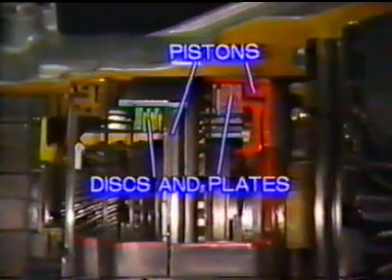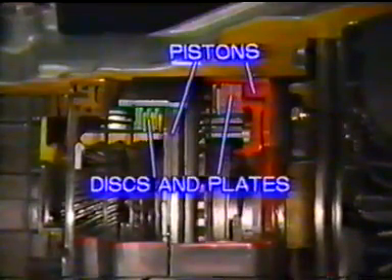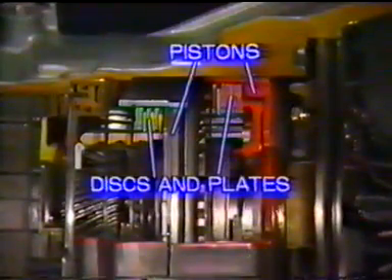Now, what actuates the clutch? This is done by hydraulic pressure. The piston is actuated by hydraulic pressure and pushes the plates against the discs. As a result, engine power is transmitted from the input shaft to the planetary gears via the plates and discs.